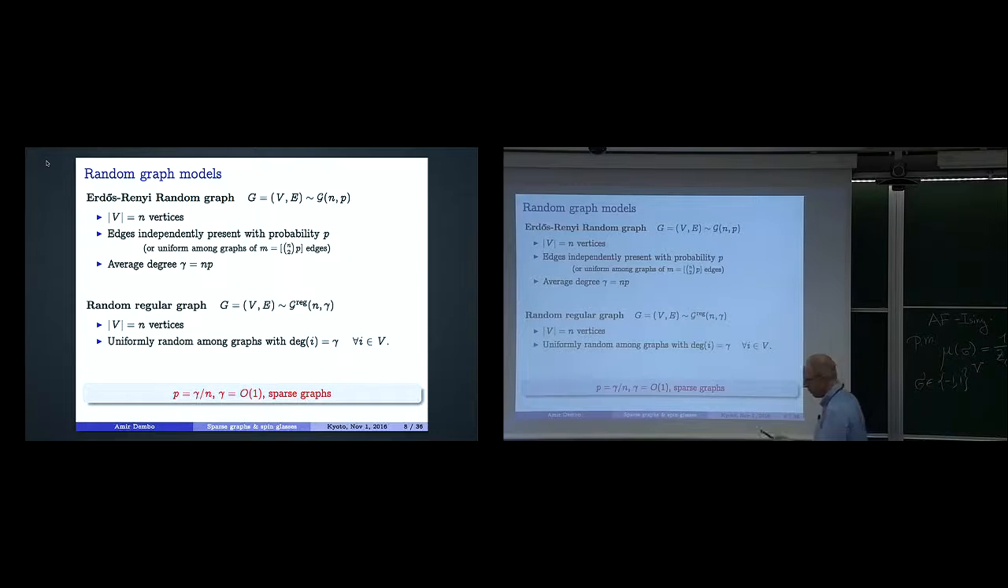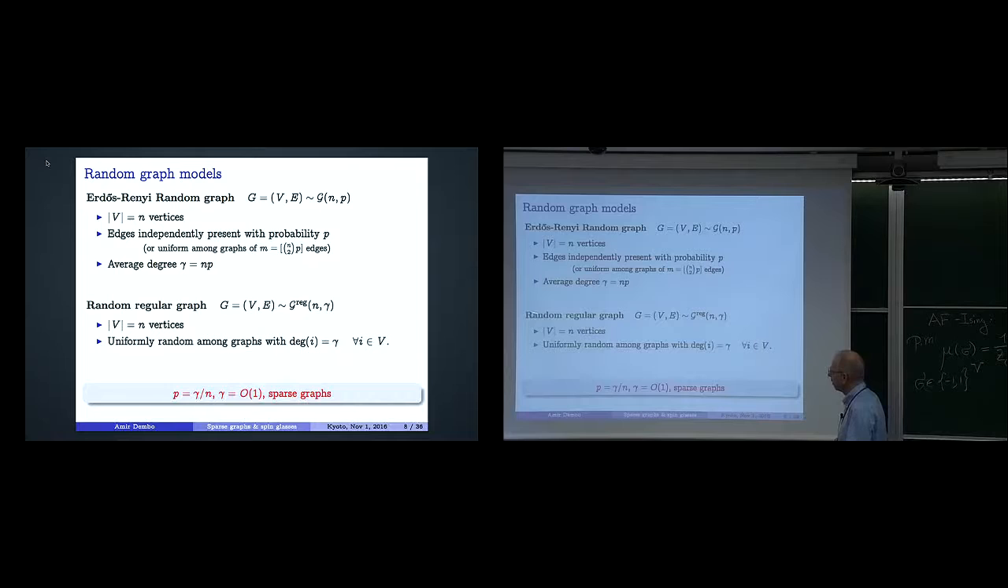There is a parameter here, the average degree, which you can get by multiplying n by p. Sparse graphs correspond to average degree of order 1, so p is gamma over n, to make sure that when you multiply it by n squared, the number of edges m grows linearly with n. This is what I call sparse graphs, because then the number of edges is proportional to the number of vertices, and that's where the game is going to happen.